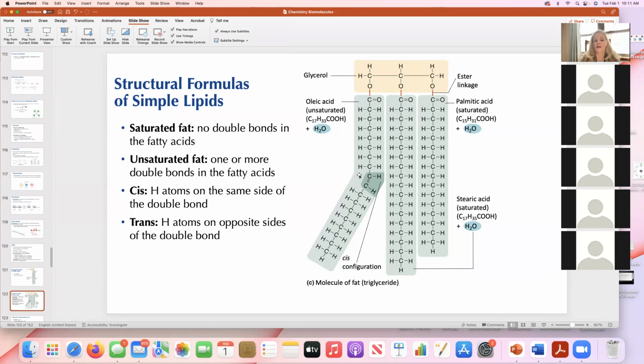It has a double bond. Not all your carbons are completely surrounded by hydrogen. And so this gives us oleic acid, an unsaturated fatty acid. And this can usually confer some level of fluidity. Your saturated fats are almost always solid at room temperature, whereas when we start putting in the double bonds, they become a little bit more liquid.